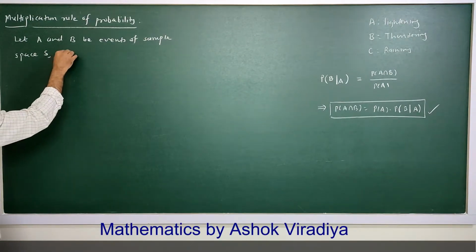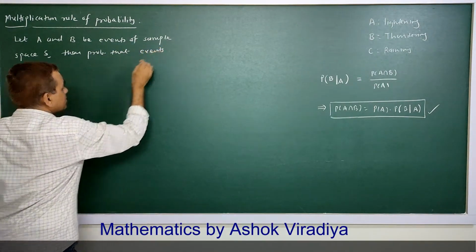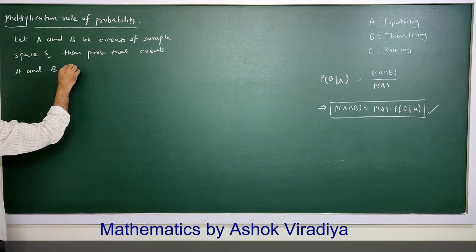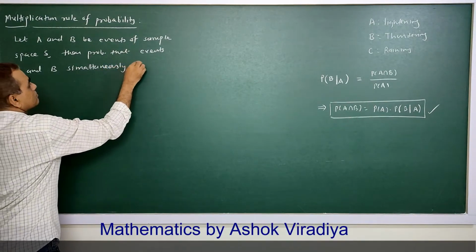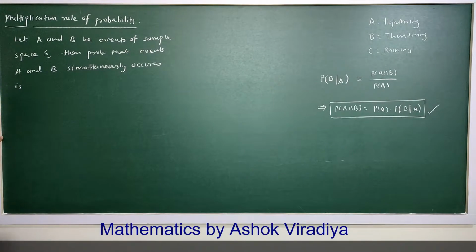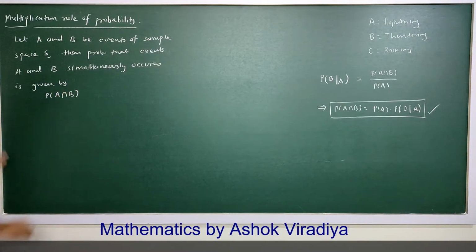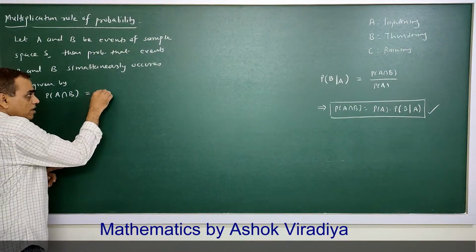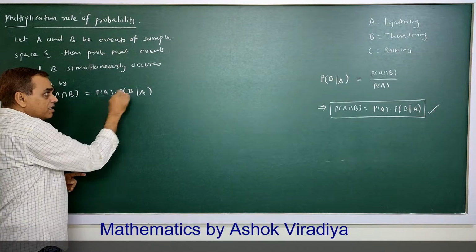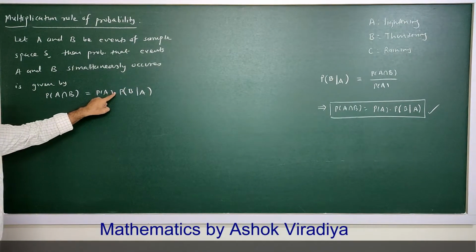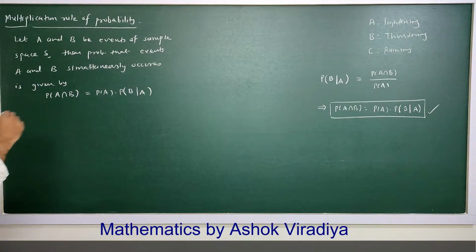Putting here in words: let A and B be events of sample space S, then the probability that events A and B simultaneously occur is given by P of A intersection B, both occur. It is equal to A occurs, and now see A has occurred. Under the effect of A, B occurs. Lightning, and under the effect of lightning, thundering occurs. So this is said to be the multiplication rule of probability.